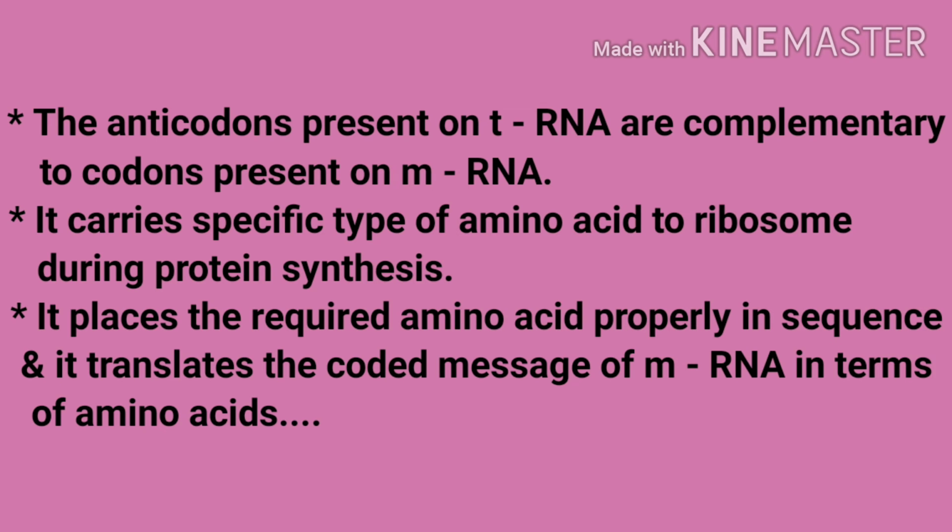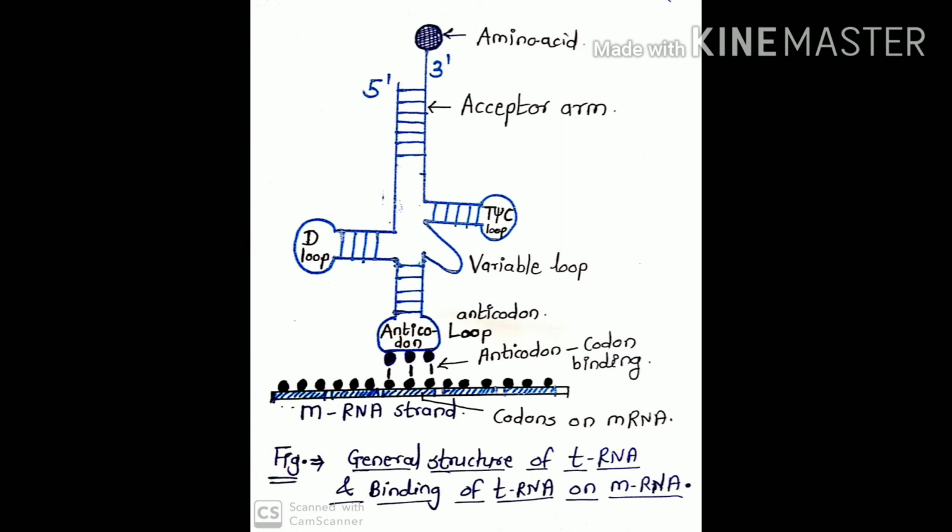The anticodons present on tRNA are complementary to the codons present on mRNA, and it carries a specific type of amino acid towards the growing polypeptide chain based on this codon-anticodon binding. You can see in the present figure how anticodons on tRNA recognize the codon on mRNA, and it brings the specific type of amino acid which codes for that codon on mRNA.